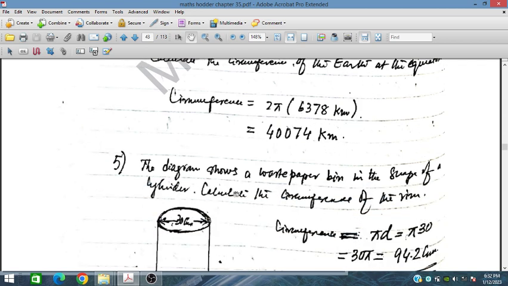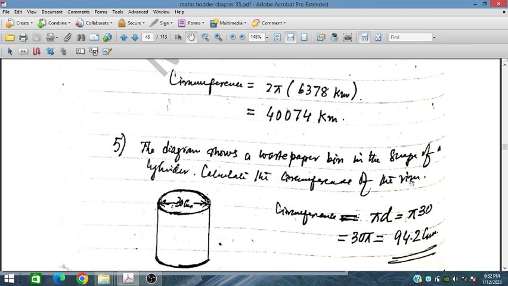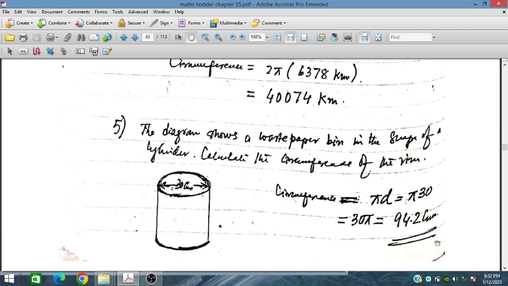The diagram shows a waste paper bin. This bin is the shape of a cylinder. Calculate the circumference of the rim. So this is a 30 centimeter diameter, so pi times d. This is 30 pi, which equals 94.2 centimeters. Because this is in centimeters, the circumference would also be in centimeters.